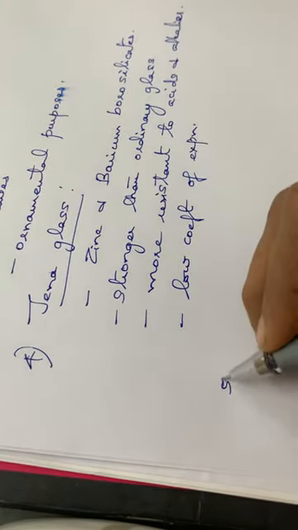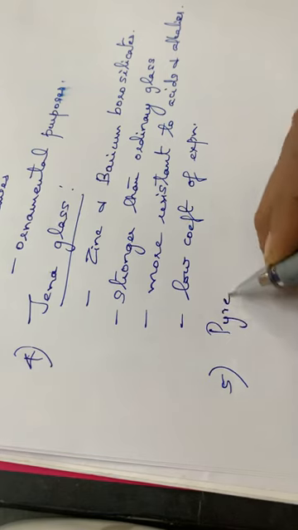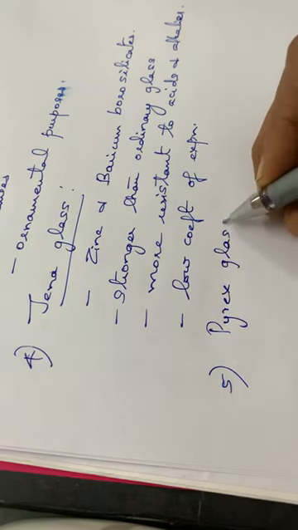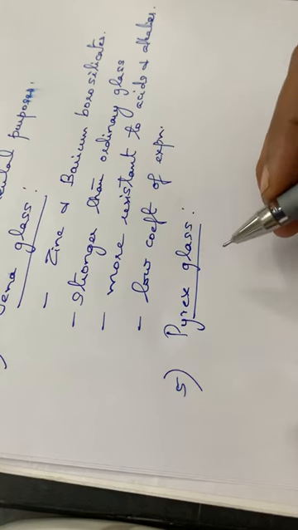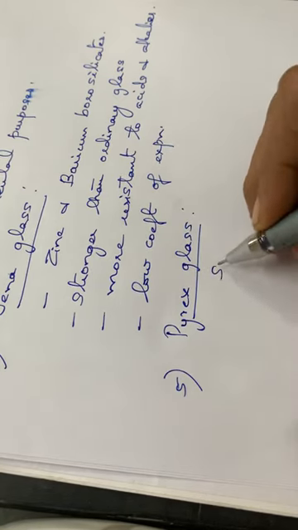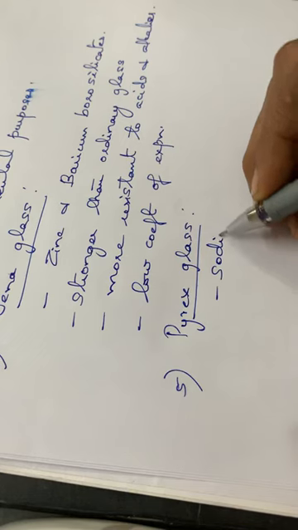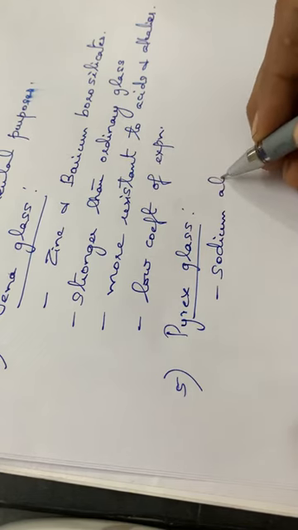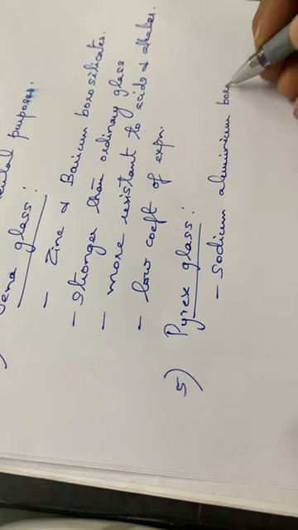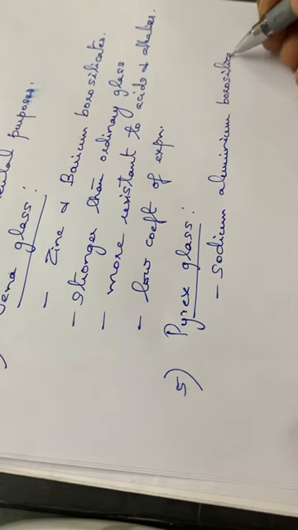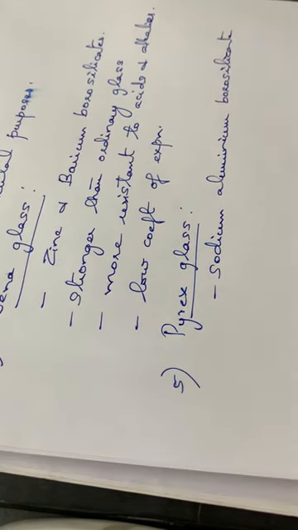Then the next one, the fifth category, is Pyrex glass. This Pyrex glass is a mixture of sodium aluminium borosilicate. Sodium aluminium borosilicate, that is Pyrex glass.